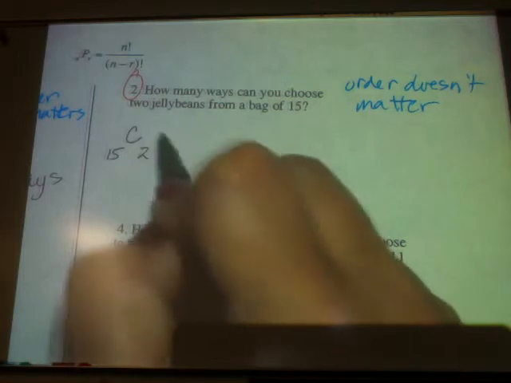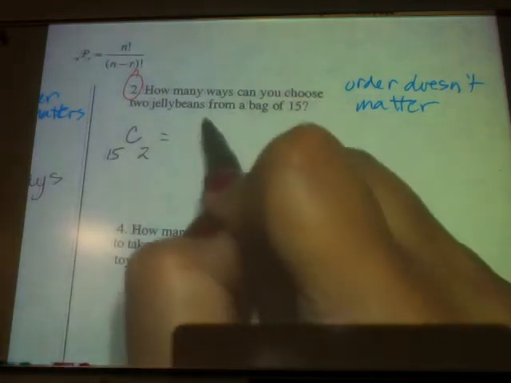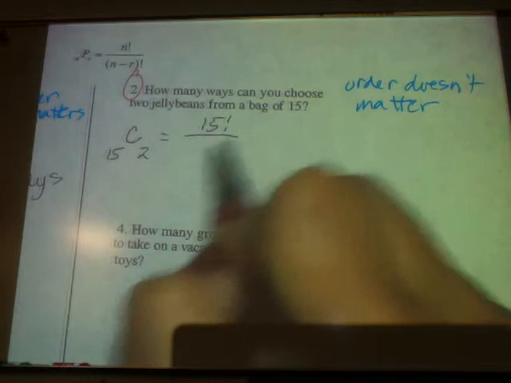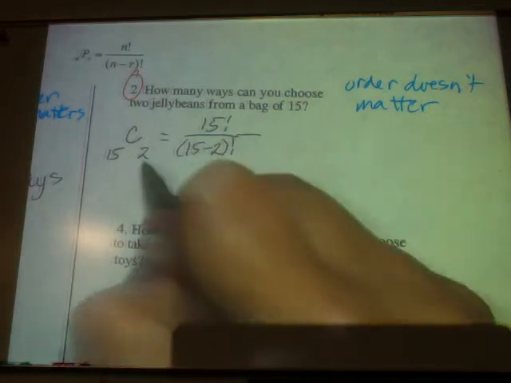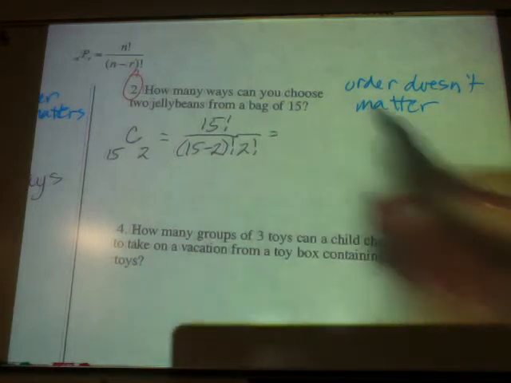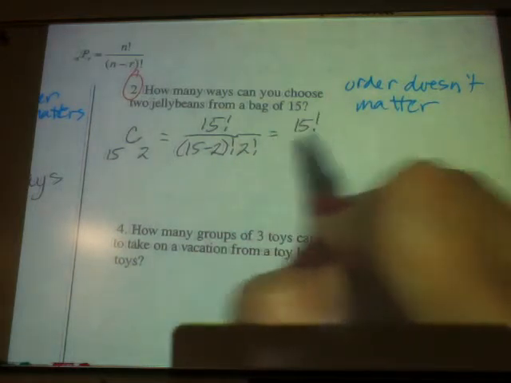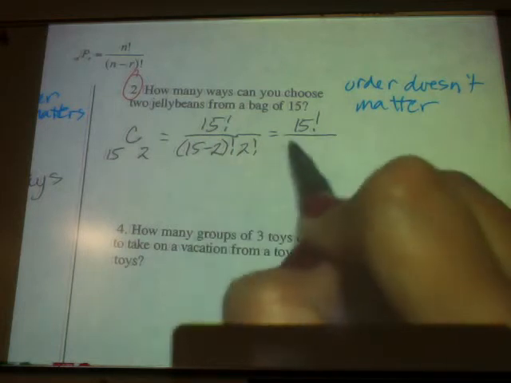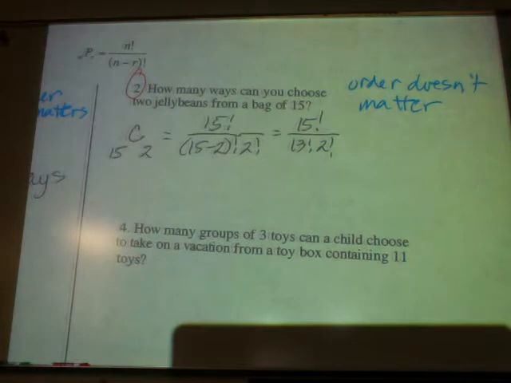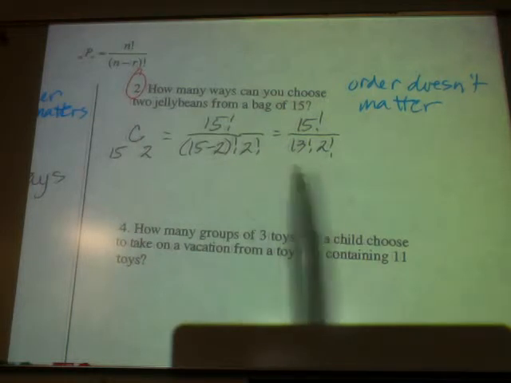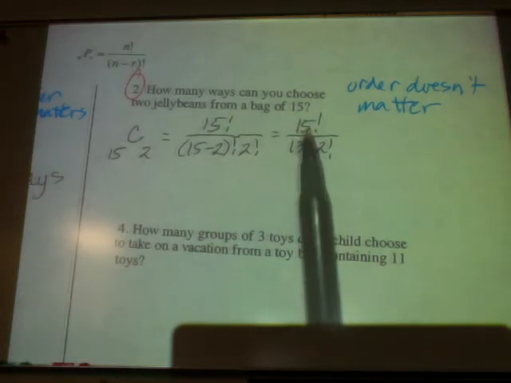2. So according to your formula, you're going to take 15 factorial over 15 minus 2 factorial, and then your r is 2 factorial. So what I really have is 15 factorial over 15 minus 2, which is 13 factorial, times the 2 factorial. Are y'all right with where I got those? Here's where your shorthand notation comes into play, and this is going to save you a lot of room. Are you ready? What's your biggest factorial in the denominator? 13.